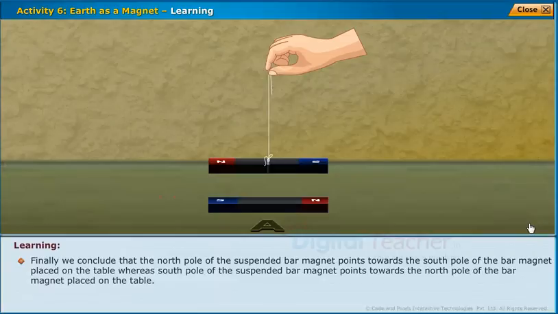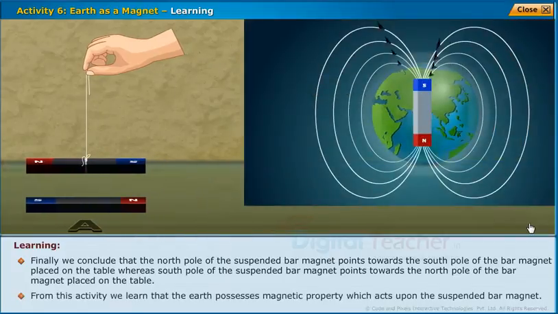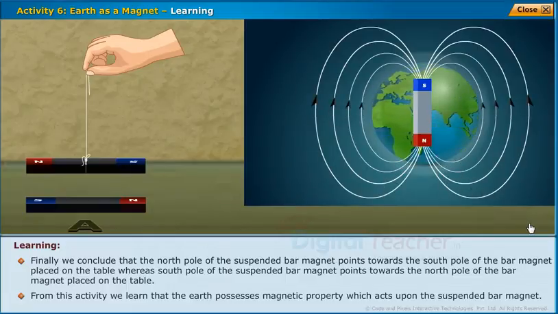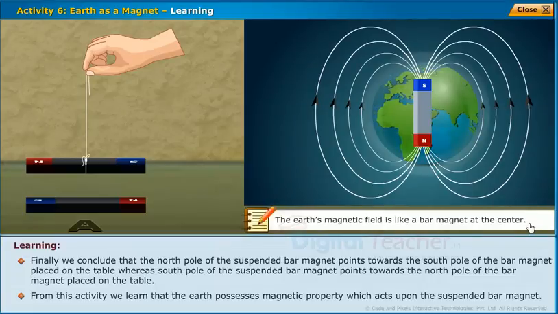Finally, we conclude that the north pole of the suspended bar magnet points towards the south pole of the bar magnet placed on the table, whereas the south pole of the suspended bar magnet points towards the north pole of the bar magnet placed on the table. From this activity, we learn that the earth possesses magnetic property which acts upon the suspended bar magnet. Note: the Earth's magnetic field is like a bar magnet at the center.